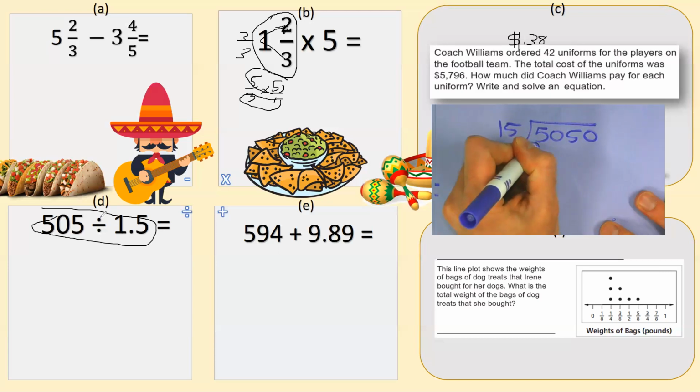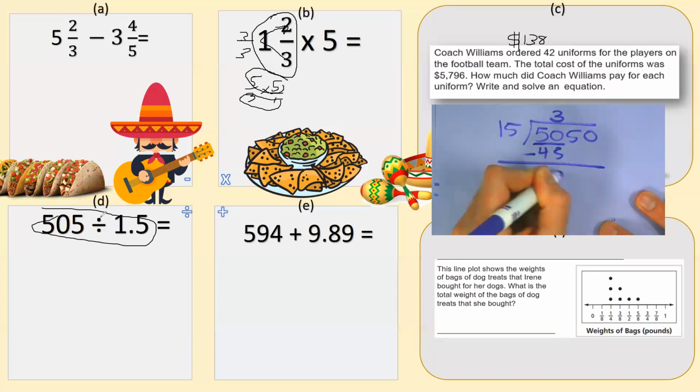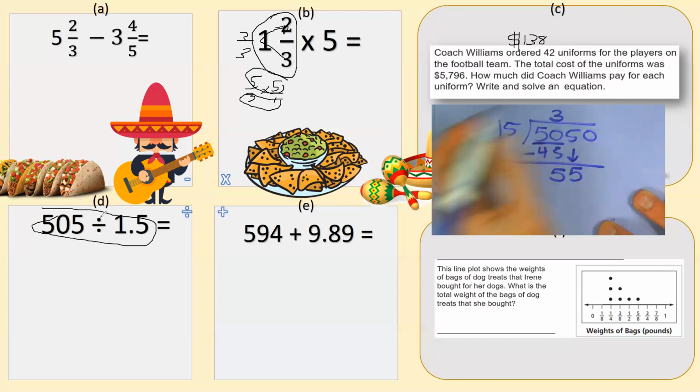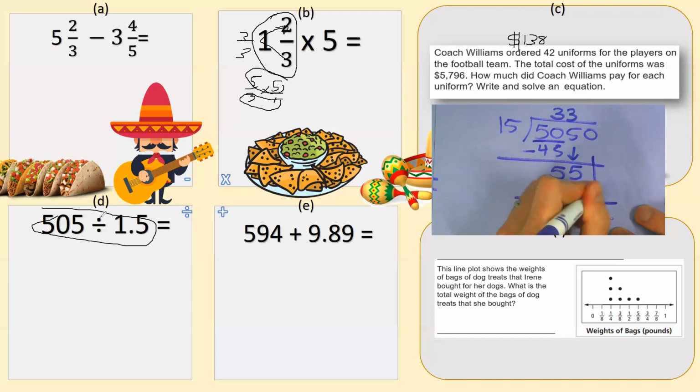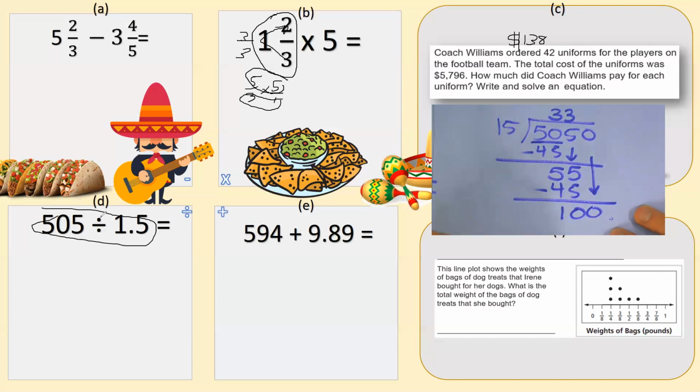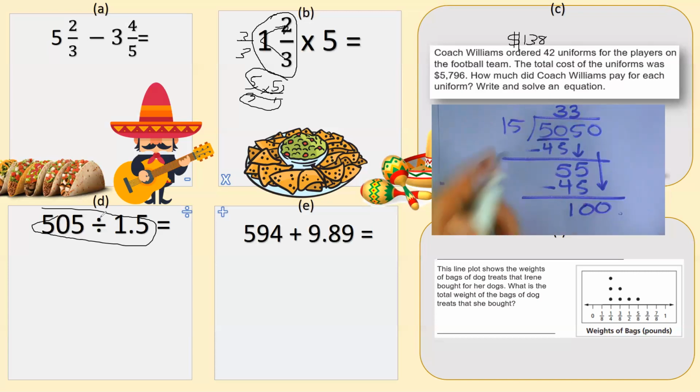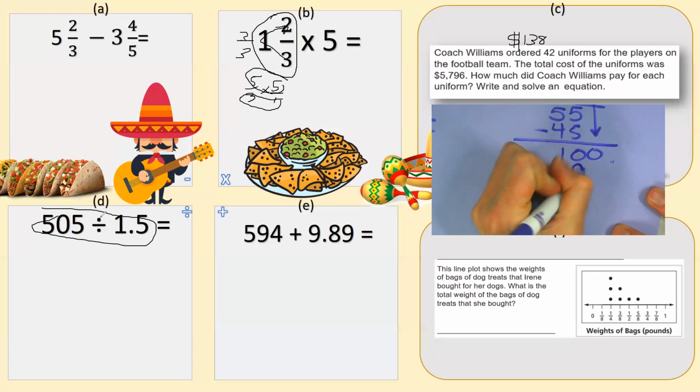How many 15s go into 5? None. How many 15s go into 50? Ooh, that's 3. 3 15s is 45. There's 5 left over. Bring down the 5. If 3 15s is 45, well, we can't take out any more than 45 again. What's left over this time? 10. Bring down the 0. How many 15s go into 100? Ooh, I can do this one. 15, 30. So I'm going to count by 2s. 30, 60, 90. 6 is 90. Once again, 10 is left over.